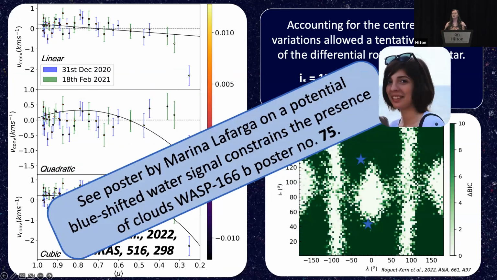If you're interested in this work, the ESPRESSO data has also been used by my colleague Marina. She has a poster here, number 75, where she looks at detecting a potential blueshift of a water signal and the presence of clouds in the atmosphere of WASP-166. So please do go and check that out.